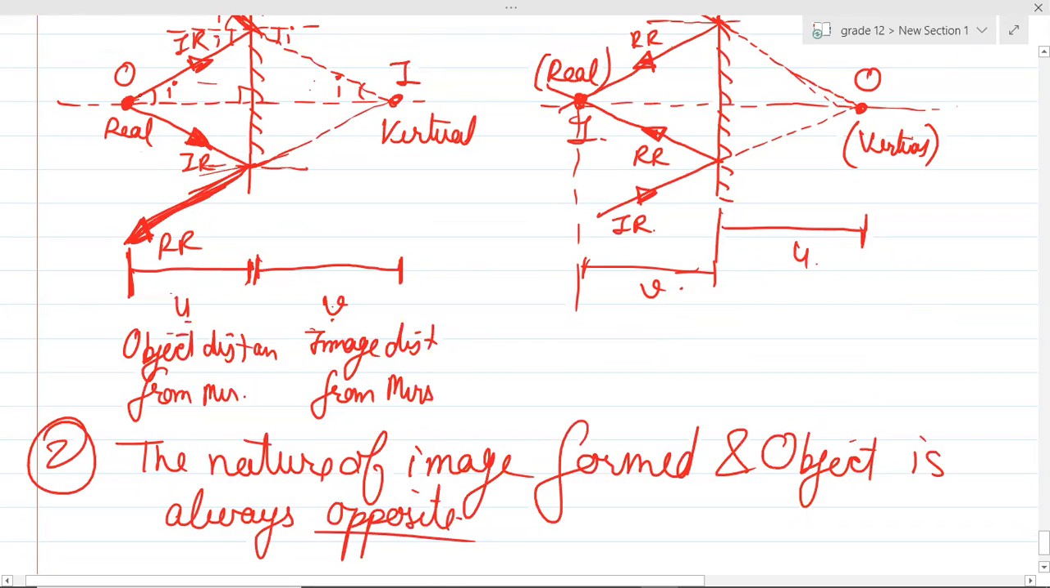Right? So if there is a real object, then virtual image. Real image, virtual object, then real image. Yes or no? So the nature of the object and image is always opposite. Is this clear? Yes, sir. Third point.